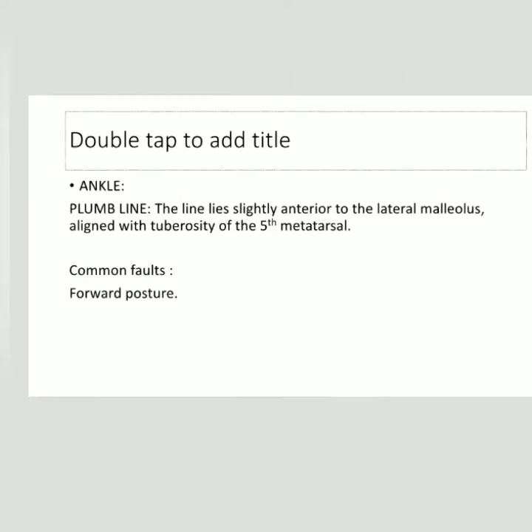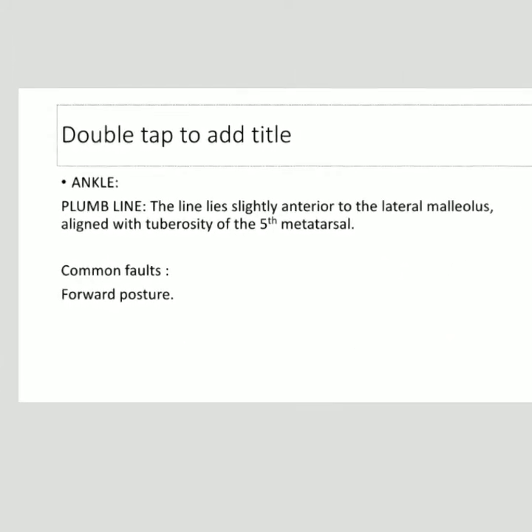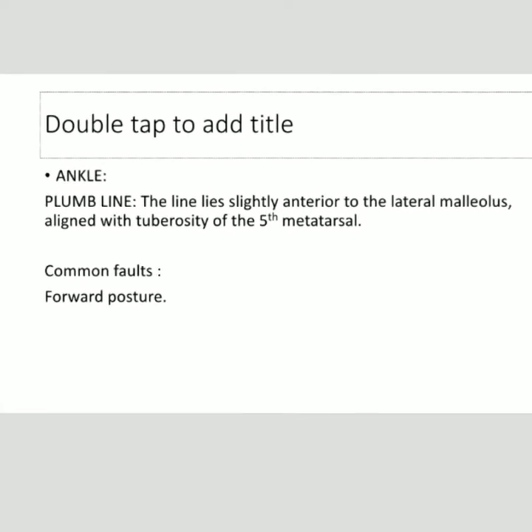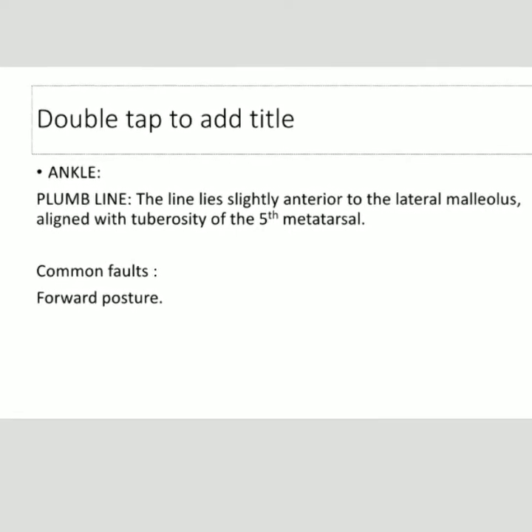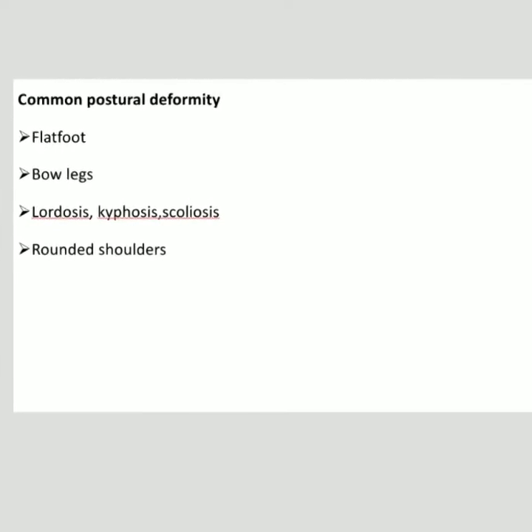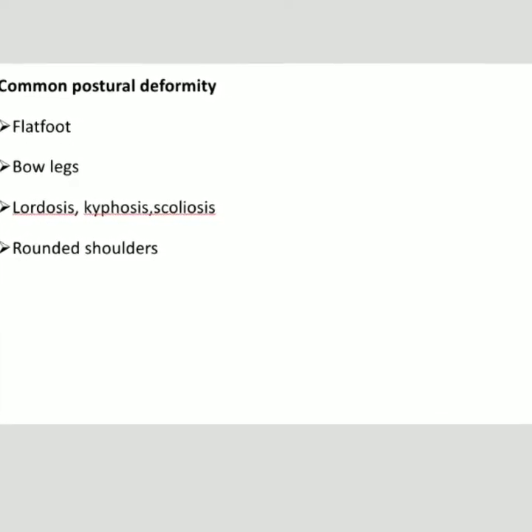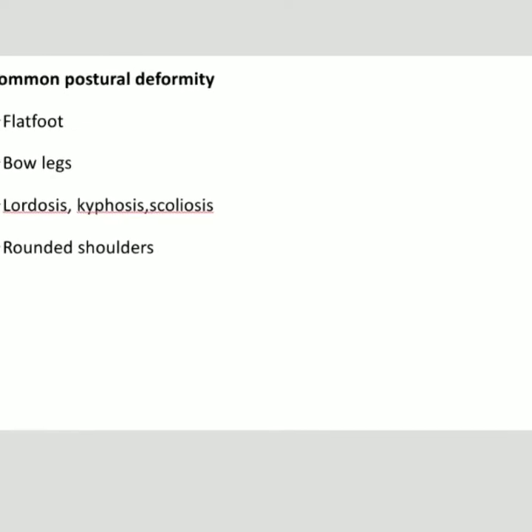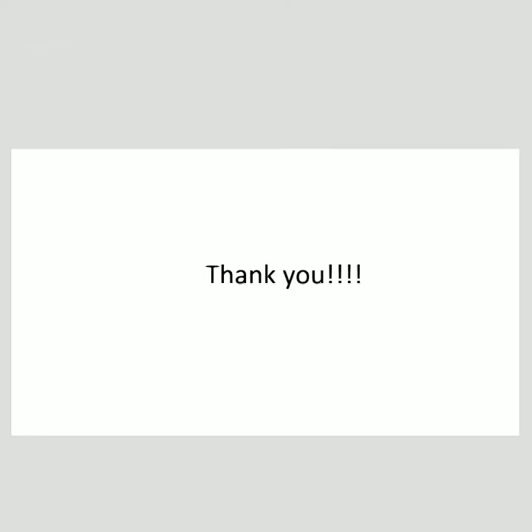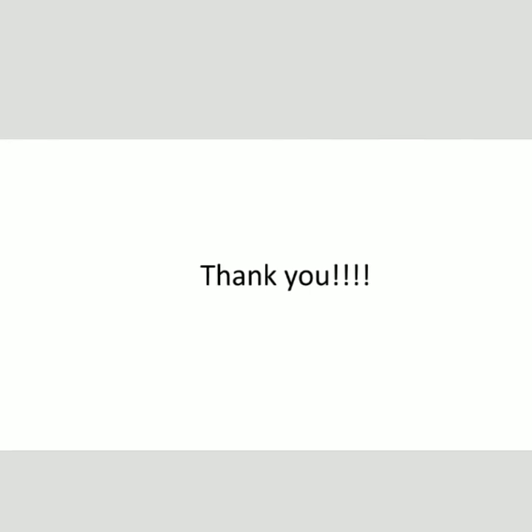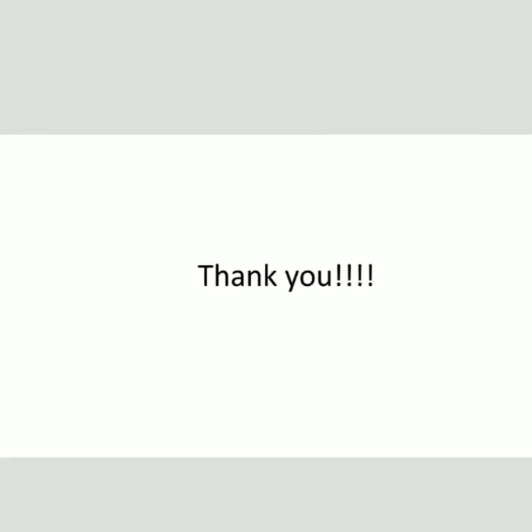In the knee, it passes slightly anterior to the midline of the knee, creating an extension movement. You can find genu recurvatum, that is hyperextension of the knee, and a flexed knee. Ankle. Here the line falls slightly anterior to the lateral malleolus, aligned with the tuberosity of the fifth metatarsal. Forward posture. So that's for today. Thank you.